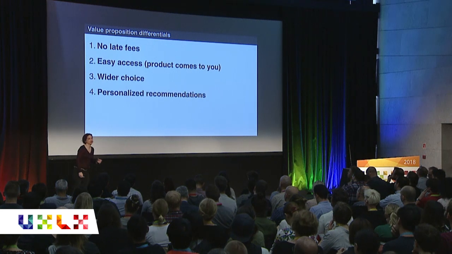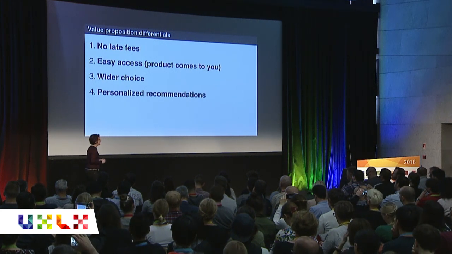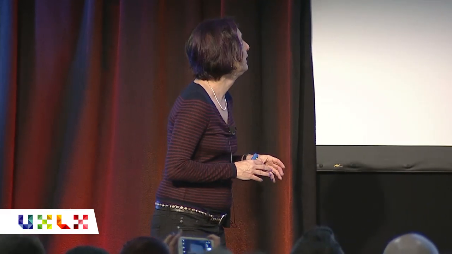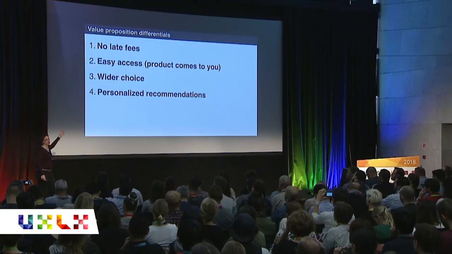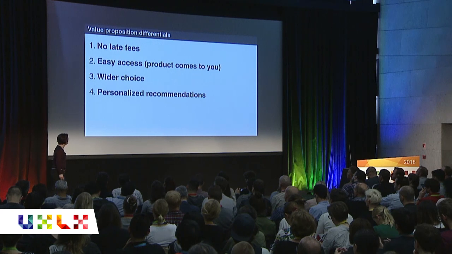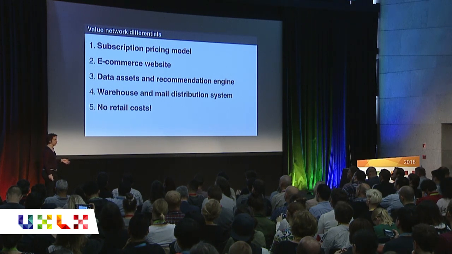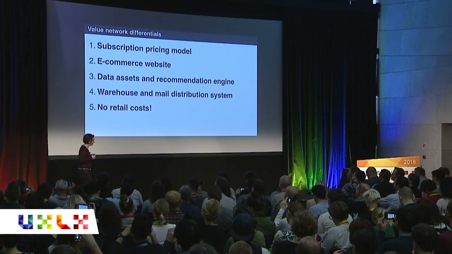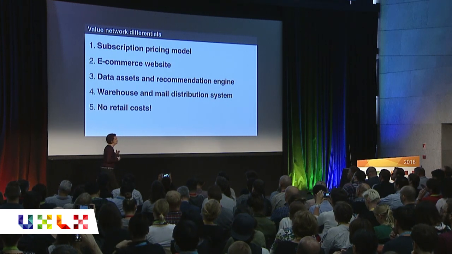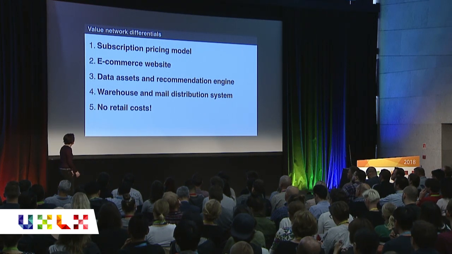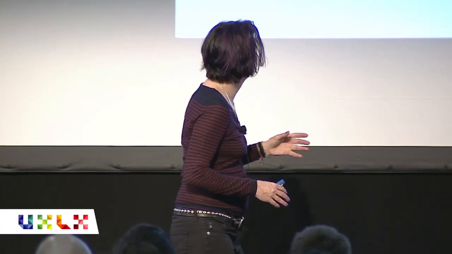And what's important about digital transformation is that it has digital business model differentials, right? So in this case, the value proposition of Netflix was no late fees, easier access, wider choices, and personal recommendations. And then the value network differentials, right? And this is when we think from the standpoint of the incumbent being Blockbuster, what did Netflix have that they didn't, which was the subscription model, e-commerce website, data assets and recommendation engine, warehouse and distribution system, and no retail costs, because that's what was killing Blockbuster.